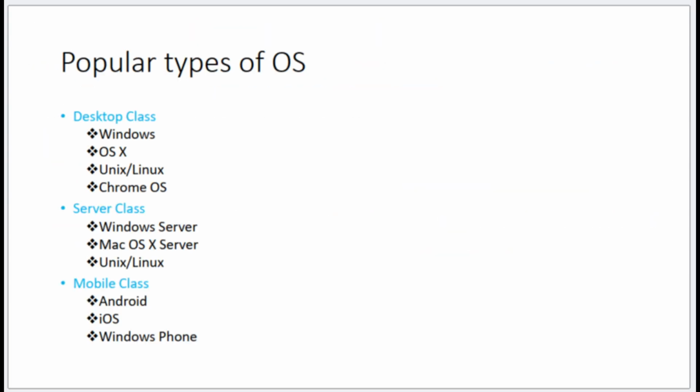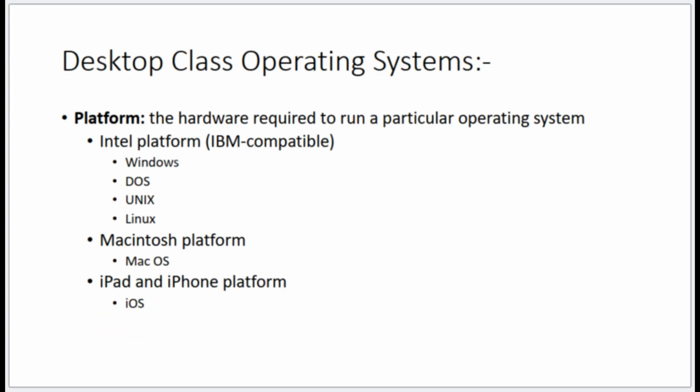Popular types of OS: desktop class: Windows, OS X, Unix/Linux, Chrome OS. Server class: Windows Server, Mac OS X Server, Unix/Linux. Mobile class: Android, iOS, Windows Phone. Desktop class operating systems platform: the hardware required to run a particular operating system. Intel platform, IBM compatible: Windows, DOS, Unix, Linux. Macintosh platform: Mac OS. iPad and iPhone platform: iOS.